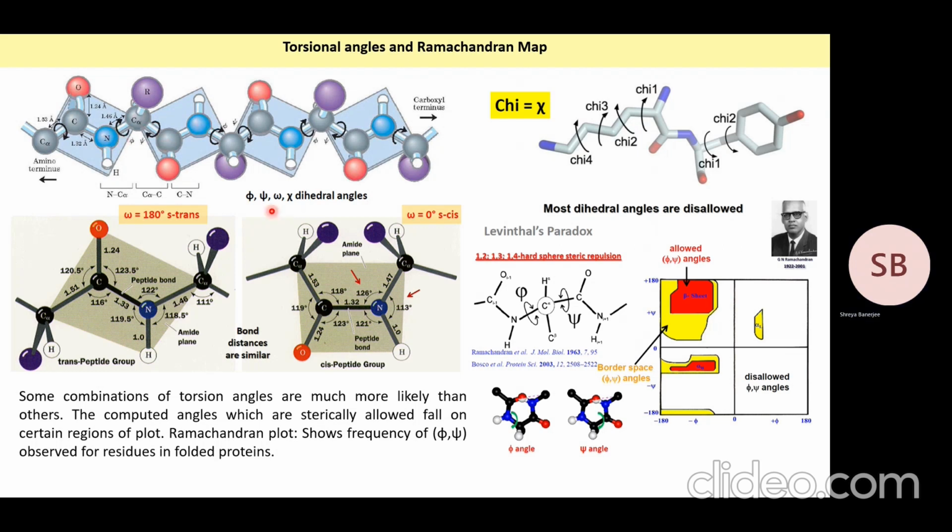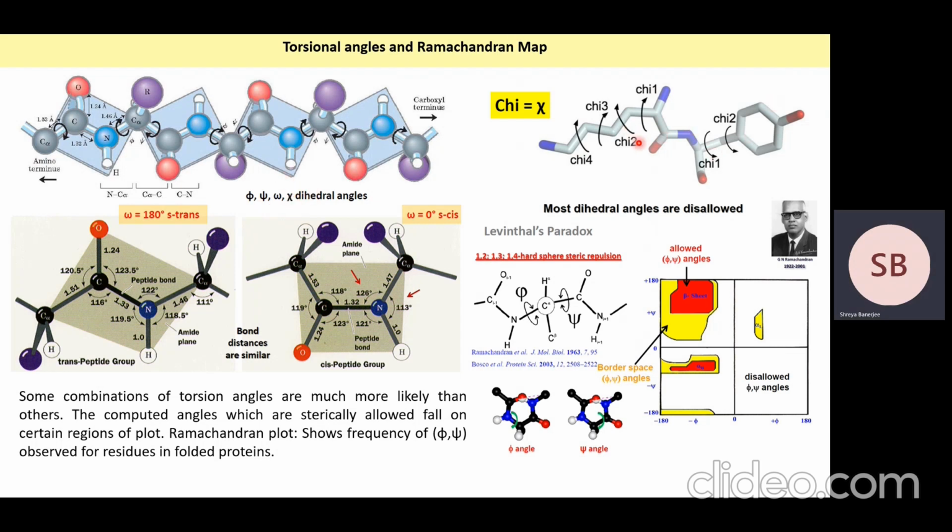Now the dihedral angle omega: you start at one C alpha and go to the next C alpha, passing through the CO and NH. So this is the dihedral angle omega. Omega can have 2 values. One is near 180 degrees, when it is called trans. Here you can see the dihedral angle between one C alpha and the next C alpha is close to 180 degrees, so you call it a trans orientation. But if the omega dihedral angle is near 0 degrees, as shown in this example, then you call it a cis orientation.